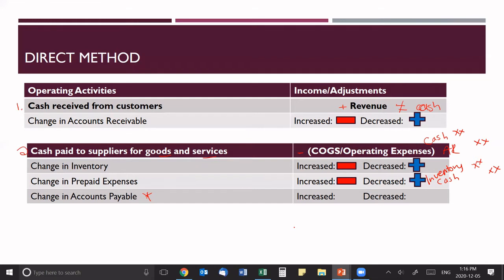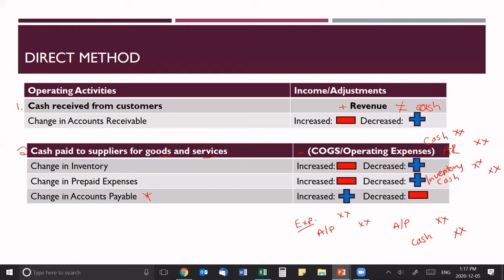So if accounts payable increases, what does that mean? If accounts payable increases, that means maybe you paid for an expense, right? So you would debit an expense account and you would credit accounts payable. There's no cash happening here. But the expense is part of these operating expenses. No cash, so you would actually add that amount. If accounts payable has decreased, that means we're going to debit accounts payable and we're going to credit cash, right? So cash has gone down in this case, and therefore we have to subtract that amount.